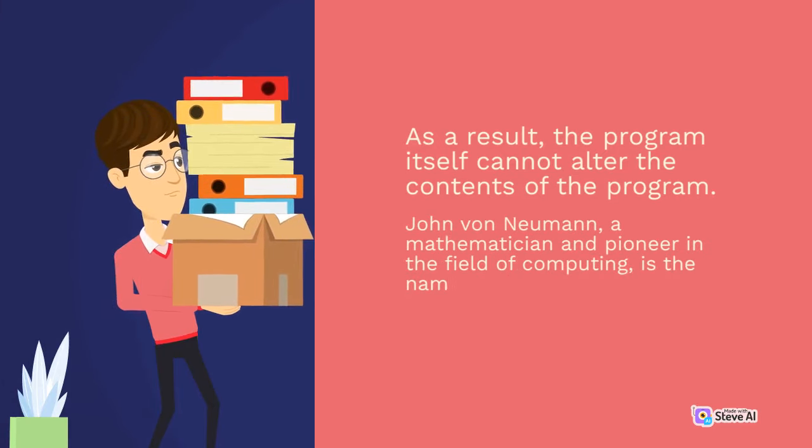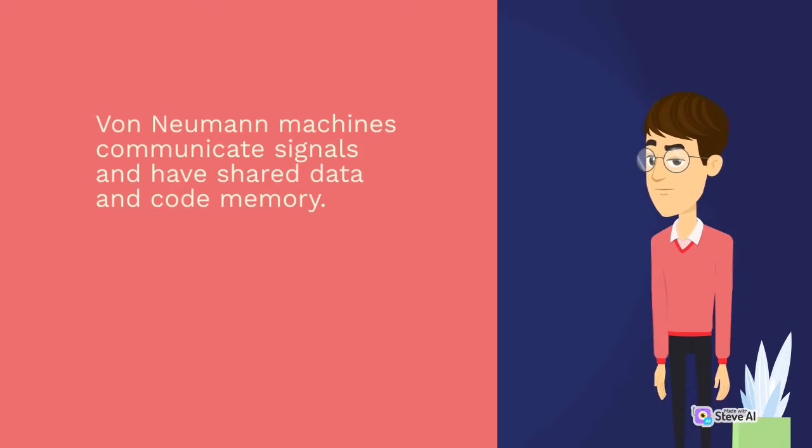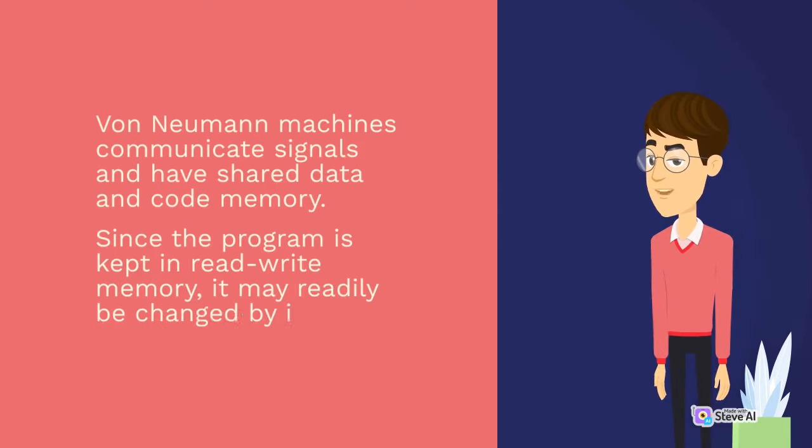John von Neumann, a mathematician and pioneer in the field of computing, is the name of the von Neumann architecture. Von Neumann machines communicate signals and have shared data and code memory. Since the program is kept in read-write memory, it may readily be changed by itself.